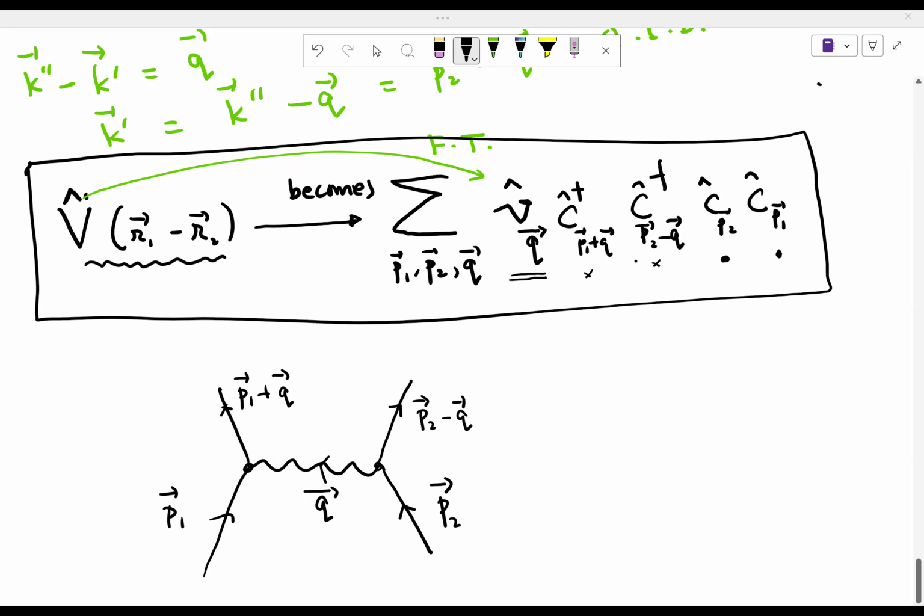Can you see my OneNote screen? Yes, sir. But I can't see it.